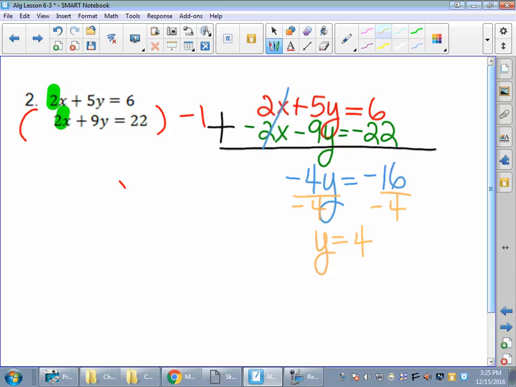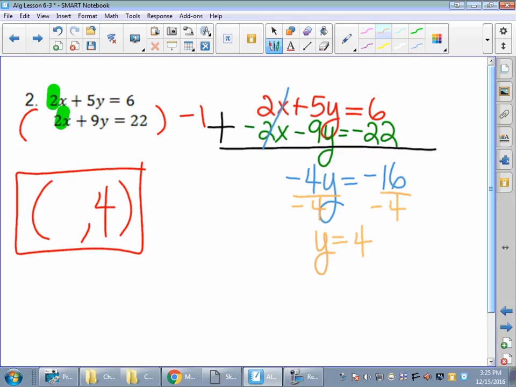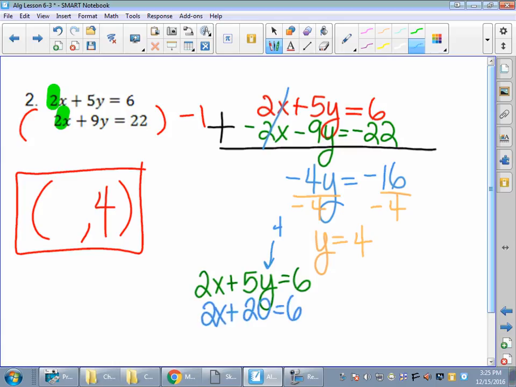So in my final answer, my answer for my system is going to be something, 4, but of course I have to go back and figure out what the x value is. I know it's the y value because it says y is equal to 4. So I'm going to go back into the top equation. That one seems easier this time. 2x plus 5y equals 6. We just found that the y value was 4. So 2x plus 5 times 4 is 20 equals 6.